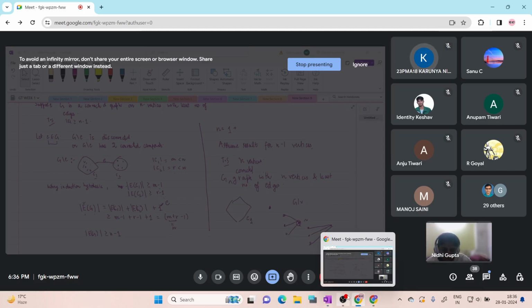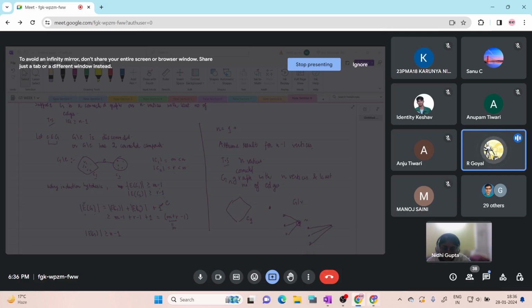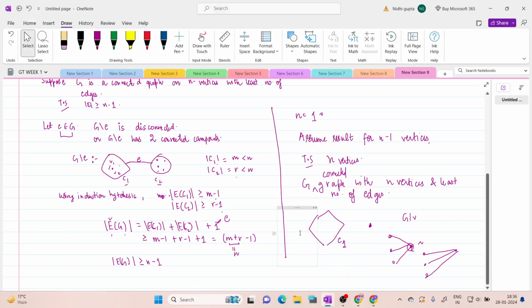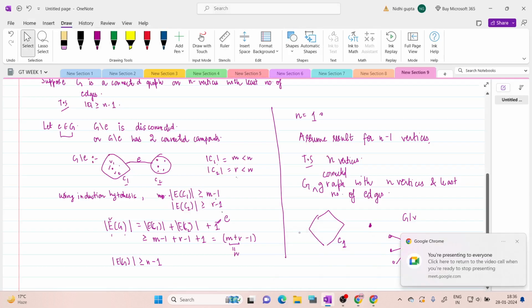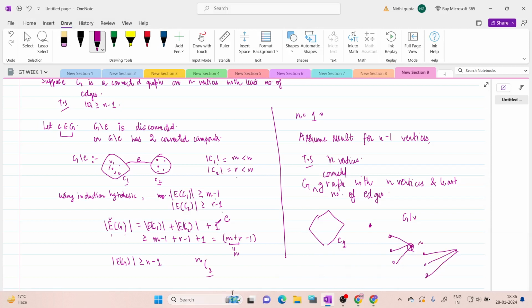Now, any other doubts in this question? So this is the lower bound, and what could be the upper bound? Since the graph is connected, there would be NC2 number of edges. If it is a simple graph, NC2 is the upper bound, right? The complete graph on n vertices is connected, and that is the largest possible number of edges.